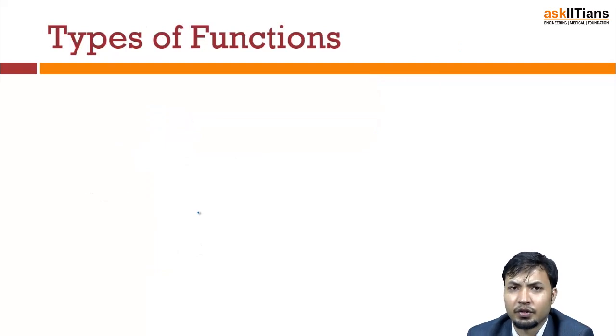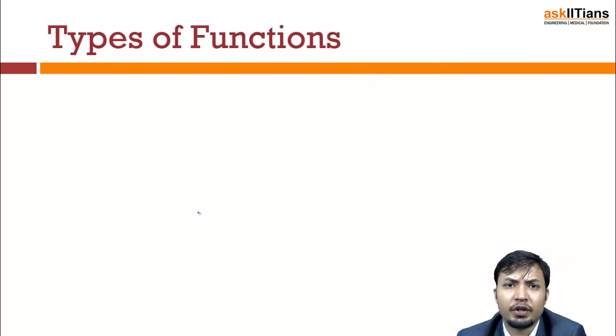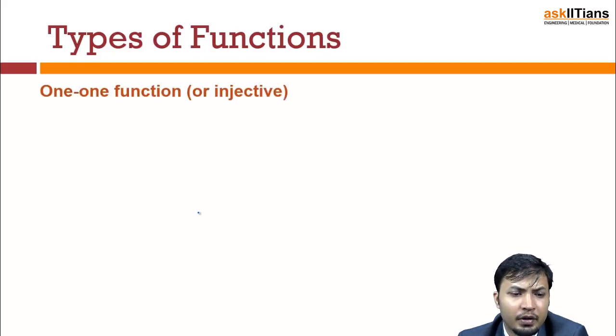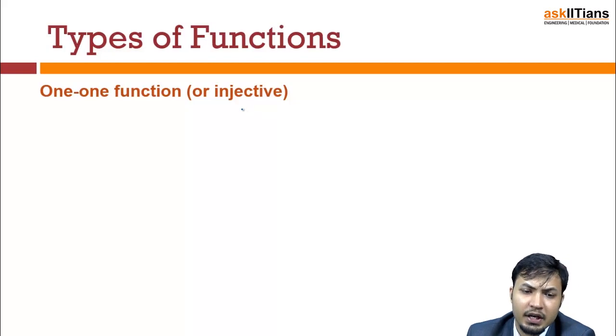Now the types of functions that we have. Up till now, those were different variations. Now comes the important part, the types of a function. For any function, what can be the different types? First and the most important one is the one-one function, also known as the injective function.